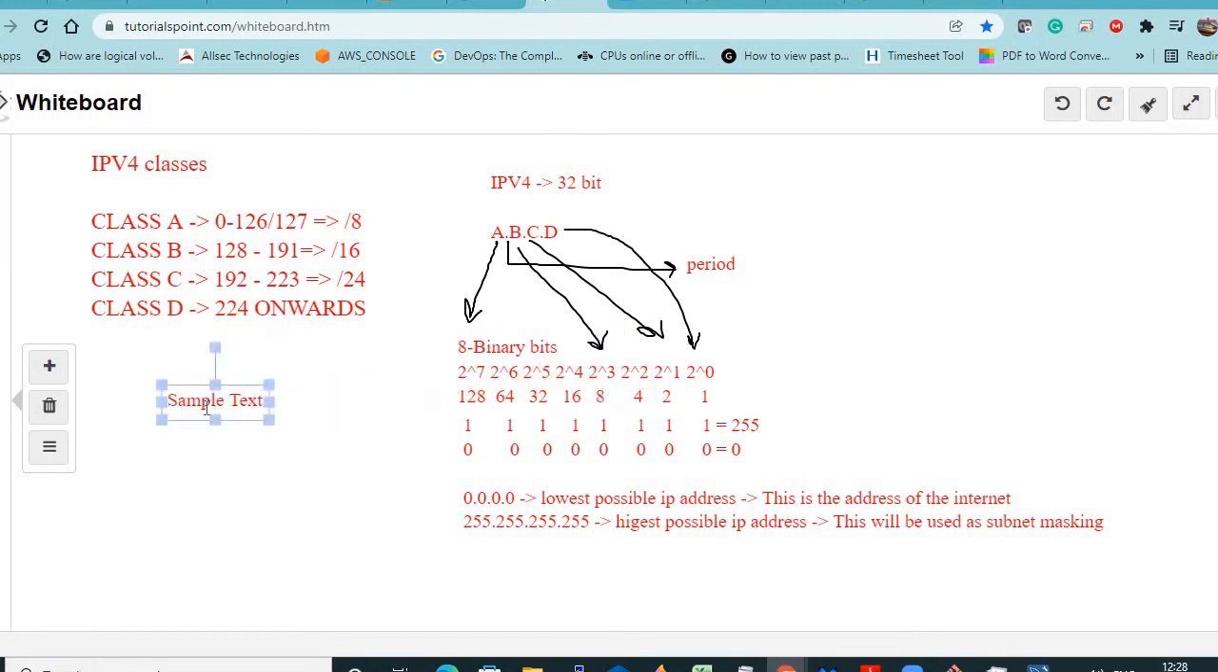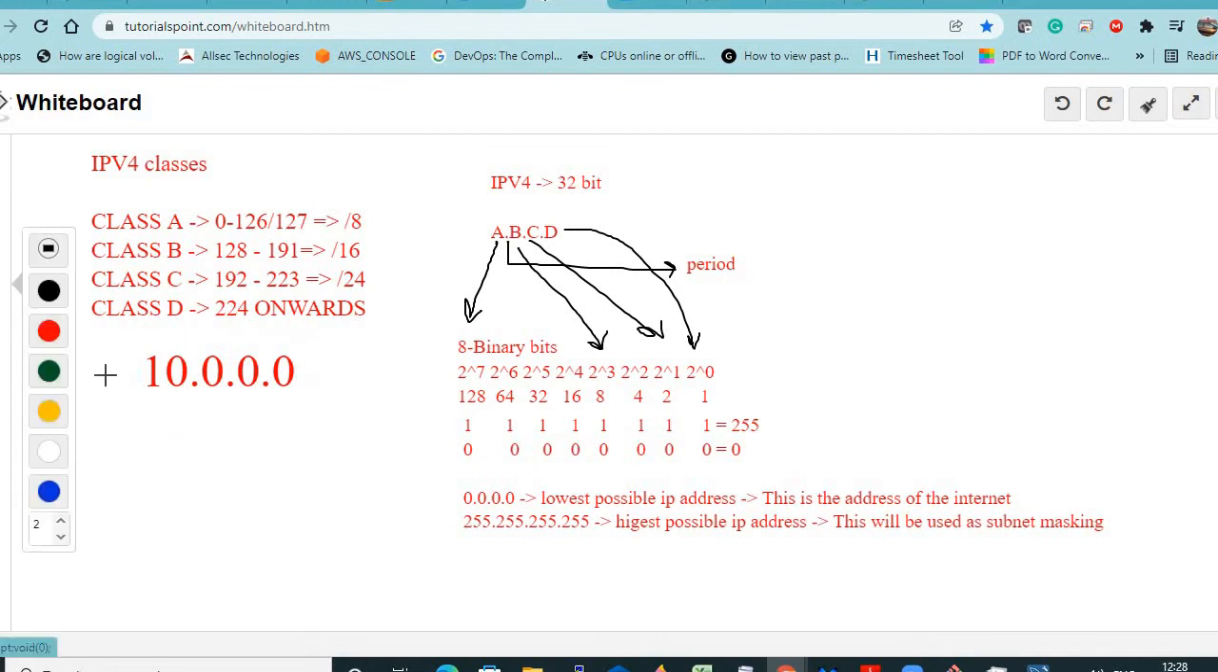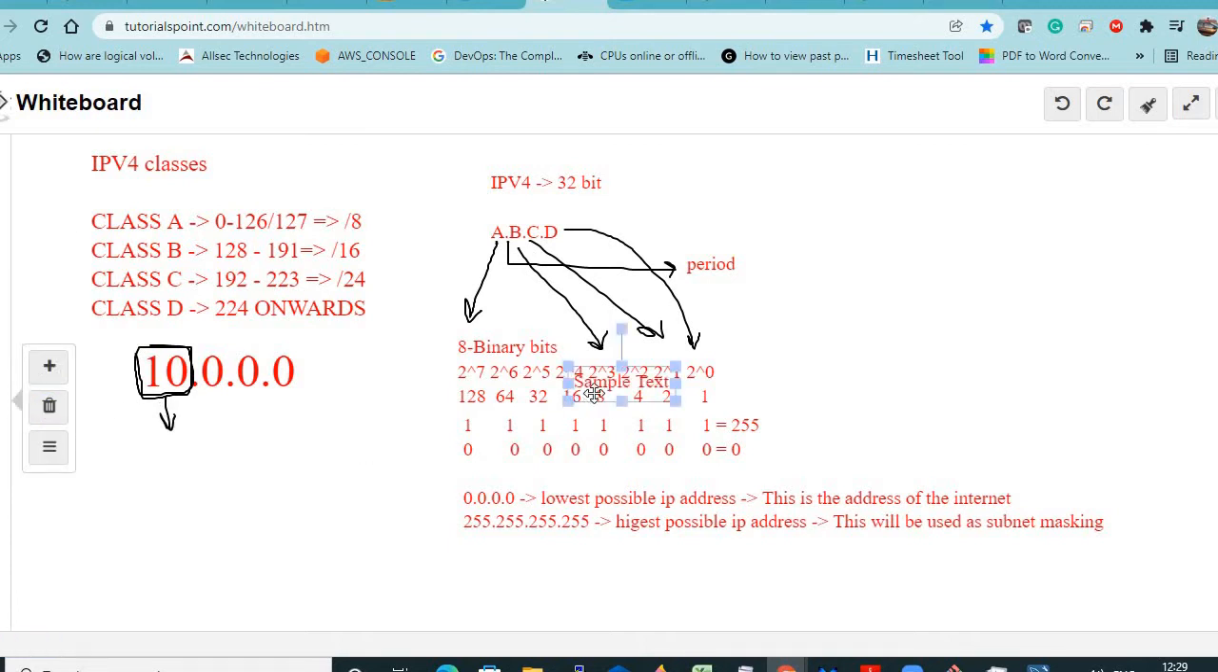Now, /8 means they made a rule that if you are going to use a class A IP address, now this is a class A because this number is between 0 to 126, obviously. So, I will write 10.0.0.0. Now, this is one IP address. What they made the rule is, if you are going to use this IP address, don't use this for your hosts. This is a network address.